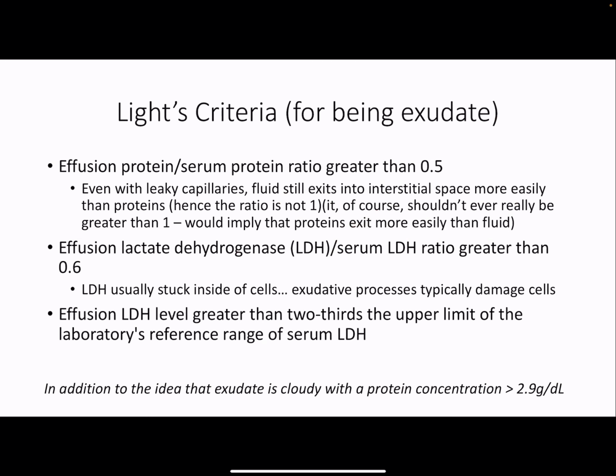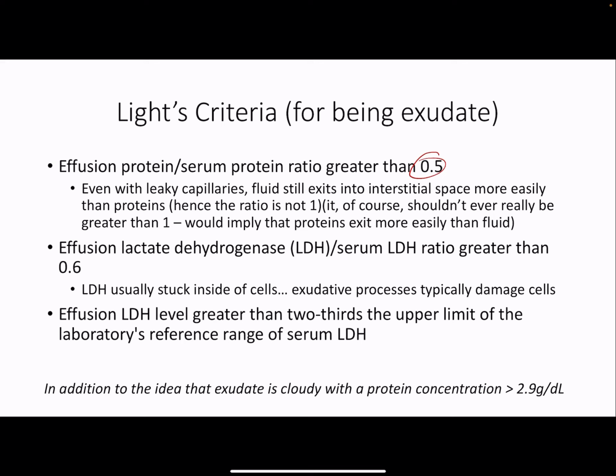There's something called Light's criteria for differentiating the transudate from the exudate. So effusion protein to serum protein ratio has to be greater than 0.5. So if it was cardiogenic, really just fluid would get through. So we can imagine that the ratio would be about 0 or 0.1, 0.2, pretty low. But now if you have really leaky capillaries, it's never going to be greater than 1 because you're not going to push out more proteins than fluids. But you'll push out fluids and you'll push out some proteins. But still, even with leaky, fluid is more likely to get out than protein.